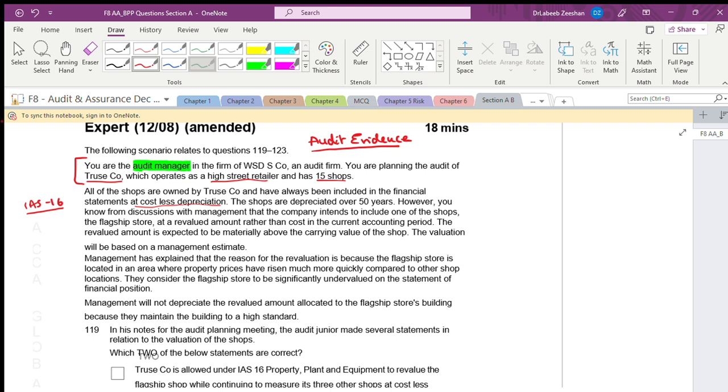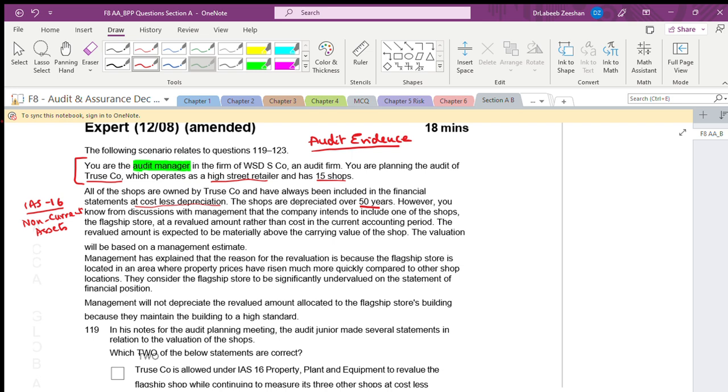I'm covering the entire concept as such, and you can apply these concepts anywhere. We are talking in terms of financial statements, cost less depreciation, tangible assets. We can say it is a tangible asset, or you can put it another way: it is a non-current asset. The shops are depreciated over 50 years.